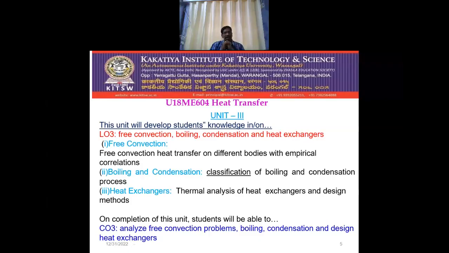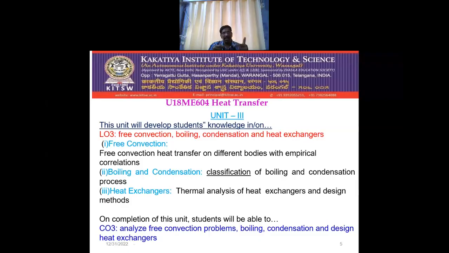Similarly, the last and most important application in this particular unit that we are going to discuss is heat exchangers. Here we are going to make a thermal analysis of a heat exchanger, and also look at how to design a heat exchanger. So what is a heat exchanger? A heat exchanger is used to transfer heat from one fluid to another fluid when they are at different temperatures.